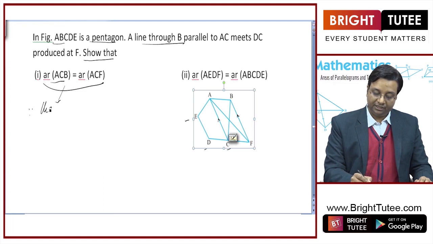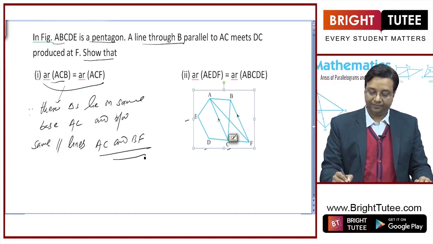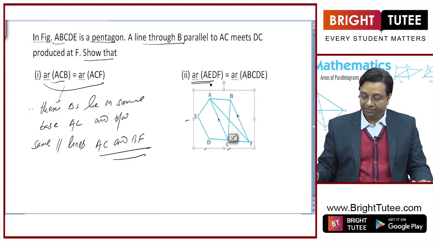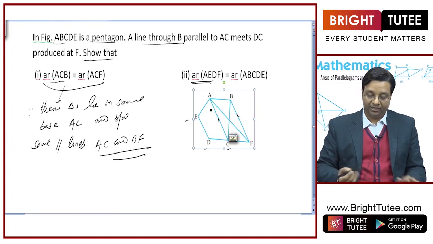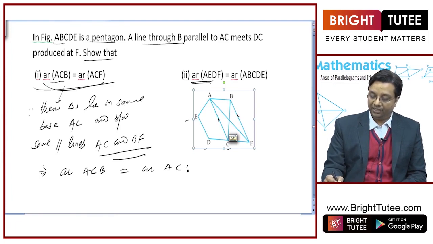Because these triangles lie on same base AC and between same parallel lines AC and BF. Hence their areas are equal. Now let us talk about area of AEDF and ABCDE. So if these two areas are equal, area of ACB is equal to area of triangle ACF.